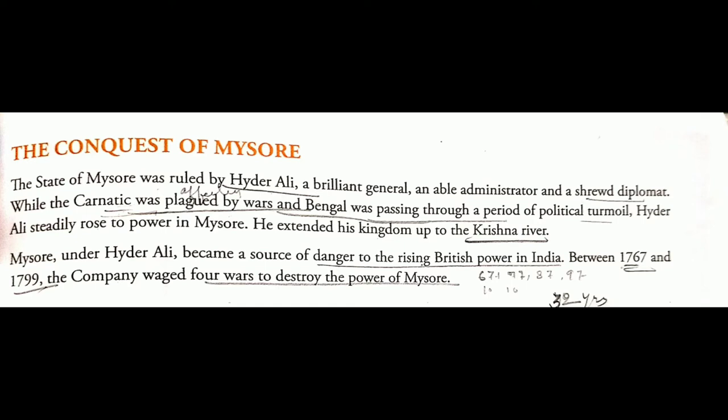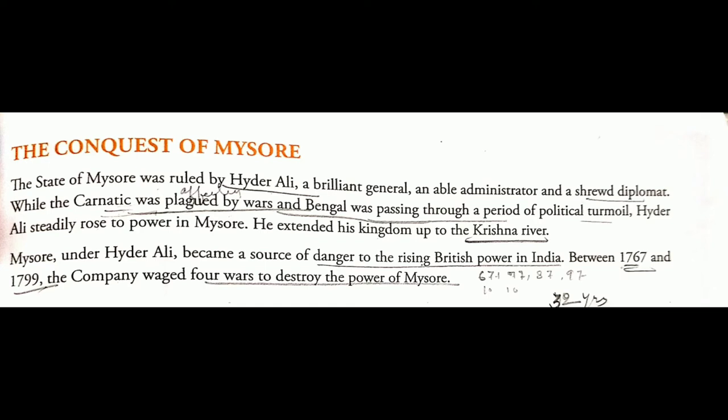When the Britishers were busy with the Carnatic War and acquiring power in Bengal, Hyder Ali got the benefit to rise up in Mysore. He extended his kingdom up to the Krishna River. The expansion of the area up to the Krishna River happened during the time of Hyder Ali. Mysore under Hyder Ali became a source of danger to the rising British power in India.